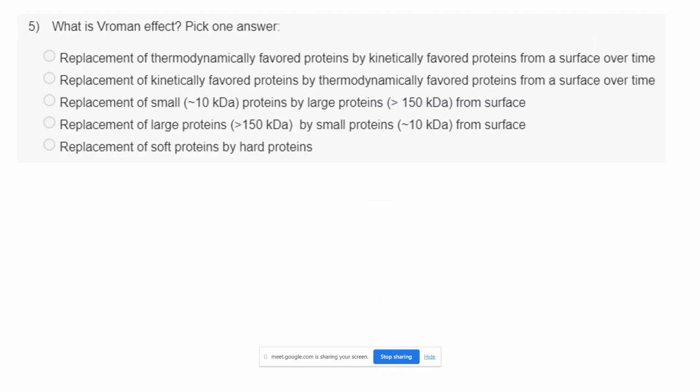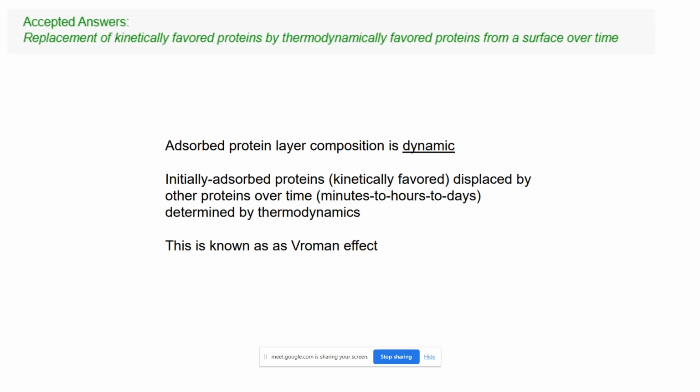Now, what is the Vroman effect? What is the correct answer? The correct answer is replacement of kinetically favored proteins by thermodynamically favored proteins from a surface over time. So initially we were discussing that it was dynamic. There it was mentioned that initially all the proteins will be adsorbed based on their kinetics, and then over time it will be replaced, determined by thermodynamics.